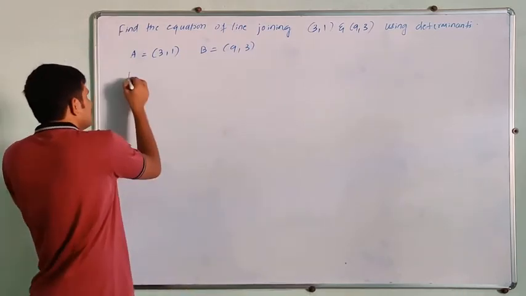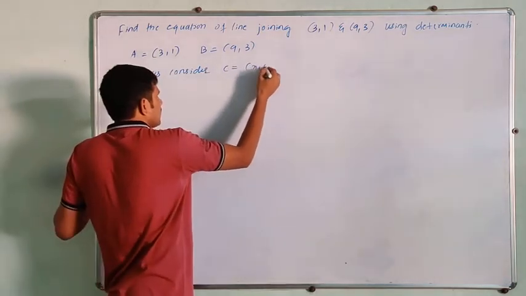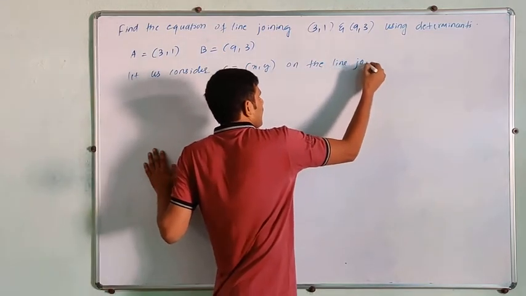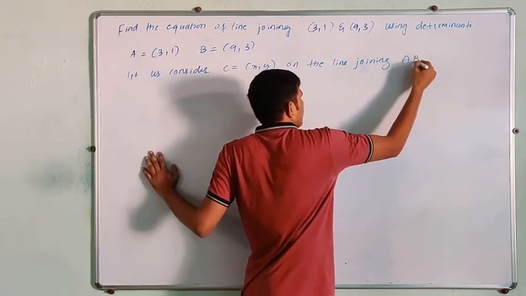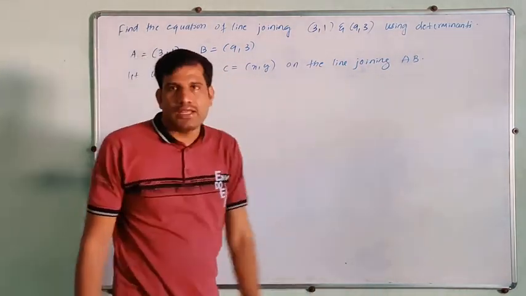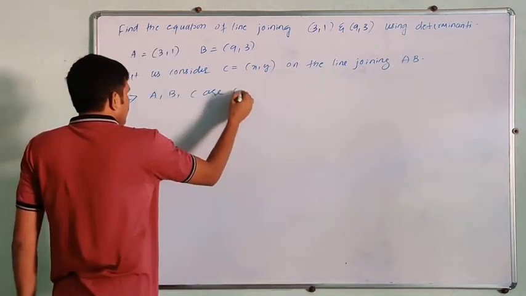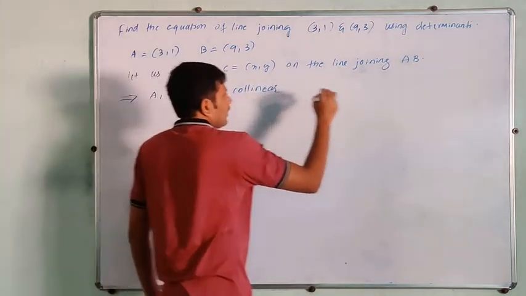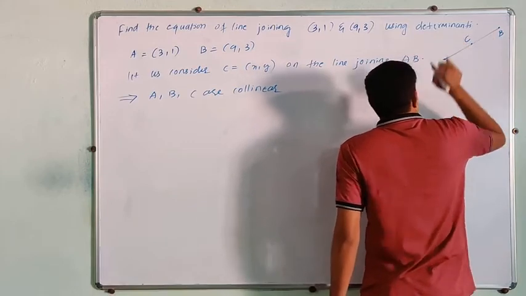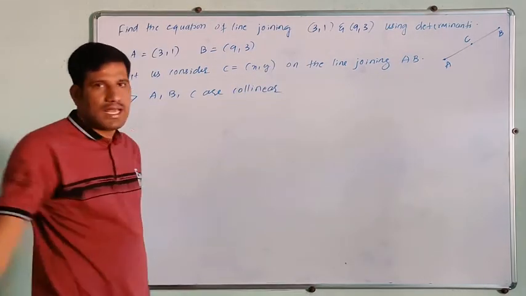Let us consider point C as (x, y) on the line joining AB. Therefore, A, B, C are collinear. So there is a line AB, this is A and B, and I am considering one more point C on the line joining AB. So now the points A, B, C are collinear.